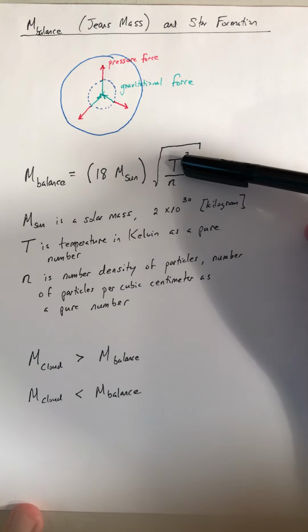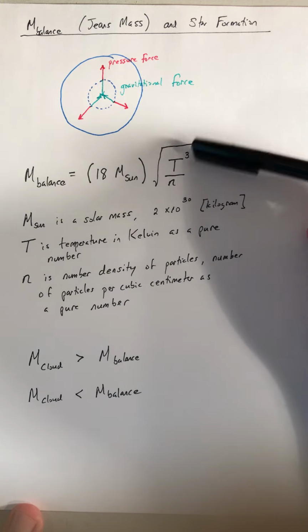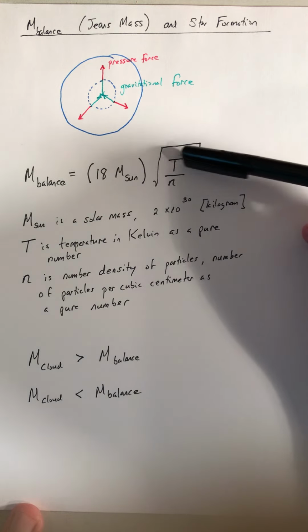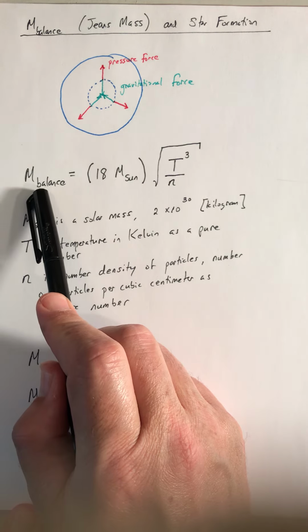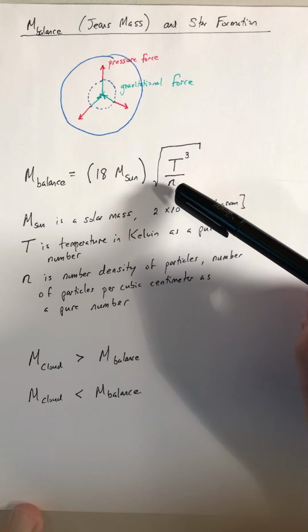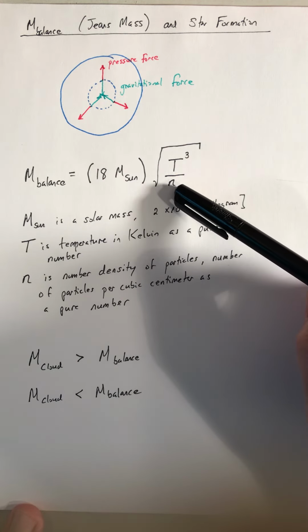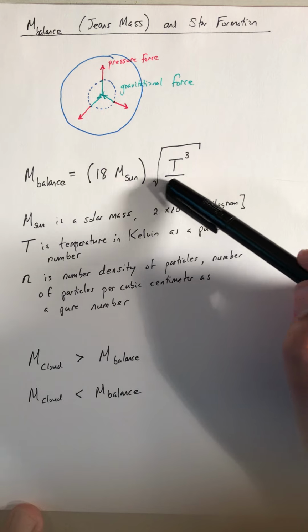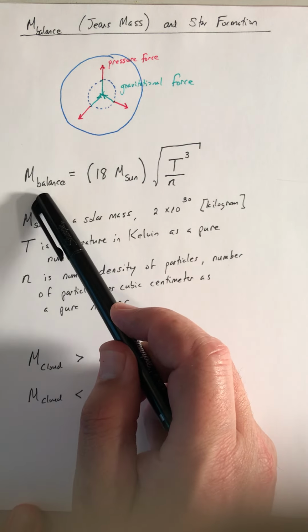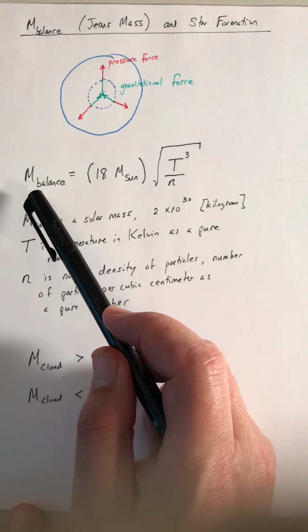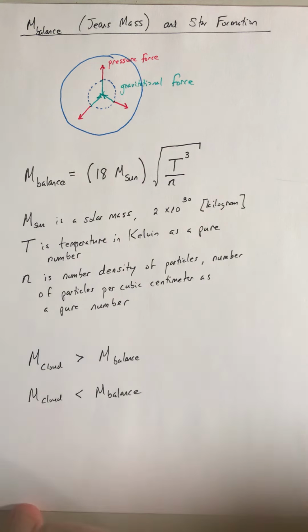So as the temperature gets bigger, so the cloud is hotter, it's going to have more thermal pressure, and that will make M balance bigger. As the number density of particles in the cloud gets bigger, that's in the denominator, that's going to make M balance smaller, and that's going to mean that you're more likely for the cloud to be unstable and start to collapse under its own weight.